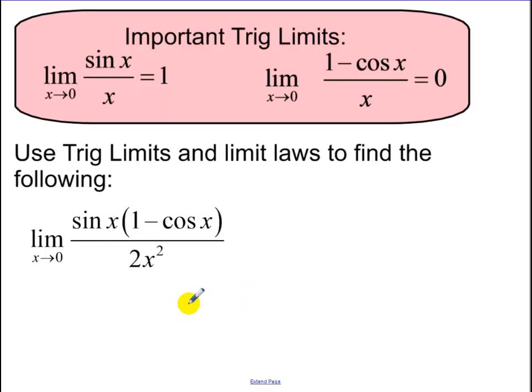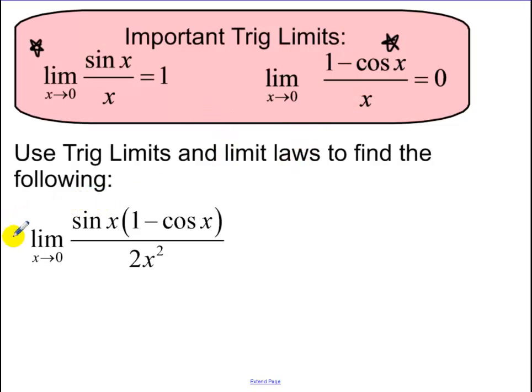Okay, next example. Use trig limits and limit laws to find the following. This is typical of a question you might see on the AP, where they're going to be asking you to find the limits of certain trig functions. First, what you need to realize, you need to memorize these two trig limits. You need to understand that those two limits, the limit as x goes to 0 of sine of x over x is 1, and the limit as x goes to 0 of 1 minus cosine x over x is 0.